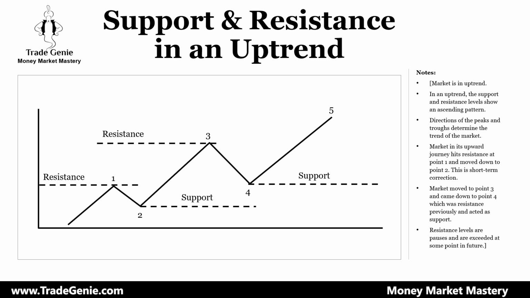The pullback you can identify by identifying the support and resistance. This is one of the best ways to identify it. So what is support and what is resistance? Think about it. Support is where the buyers are. That's where the demand is. The resistance is where the sellers are. That's where the supply is. So support and resistance are the names of demand and supply, the buyers and sellers.